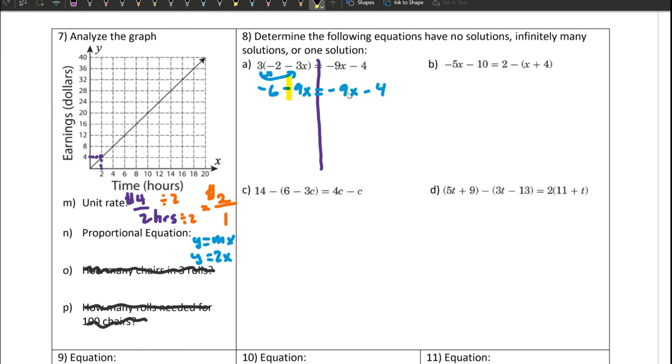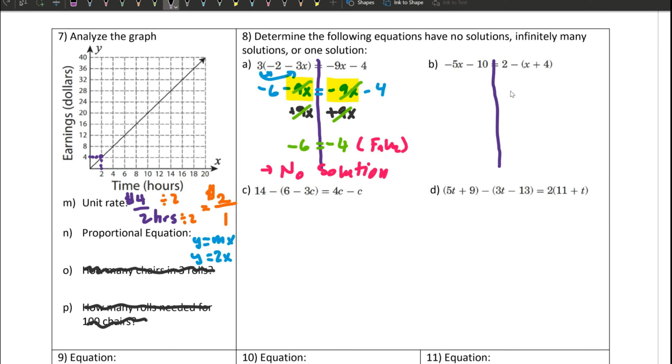Okay, since we have the variable on both sides of the equation, you need to bring one of them over. So we will add 9x to both sides. Negative 9x plus 9x cancel each other out, so you don't have any x's left. We end up with negative 6 equals negative 4. And obviously that is a false statement. If it's false, it will be no solution. Whatever you choose for x will be a false statement no matter what, because all the x's cancel each other out.